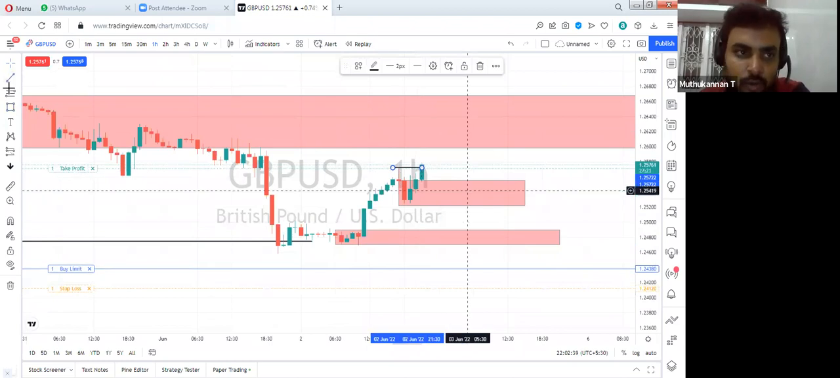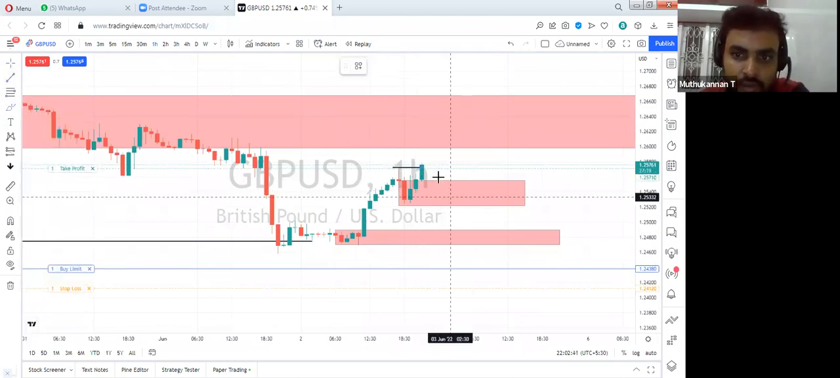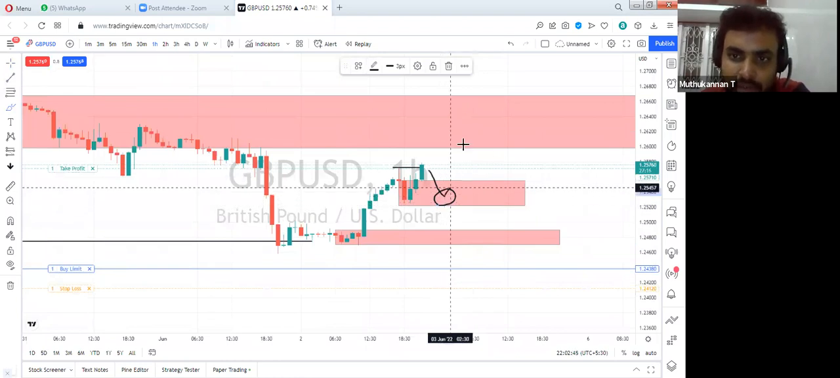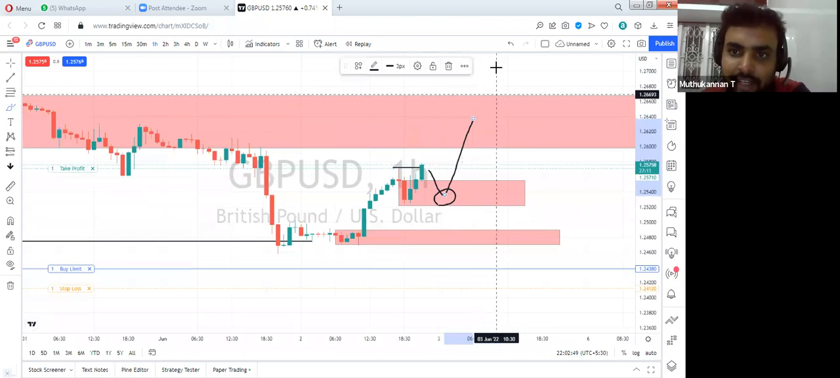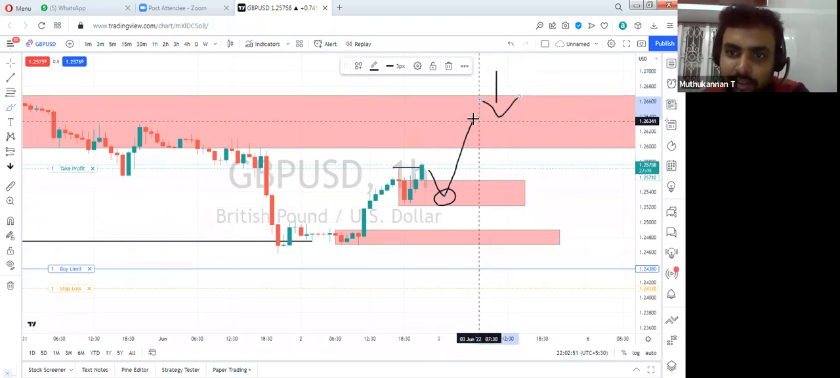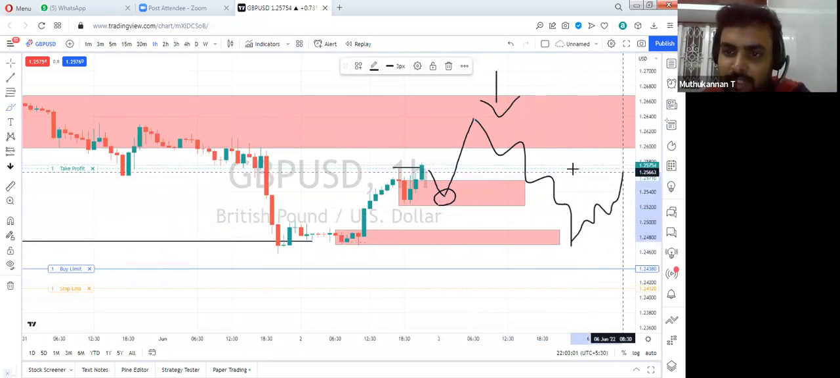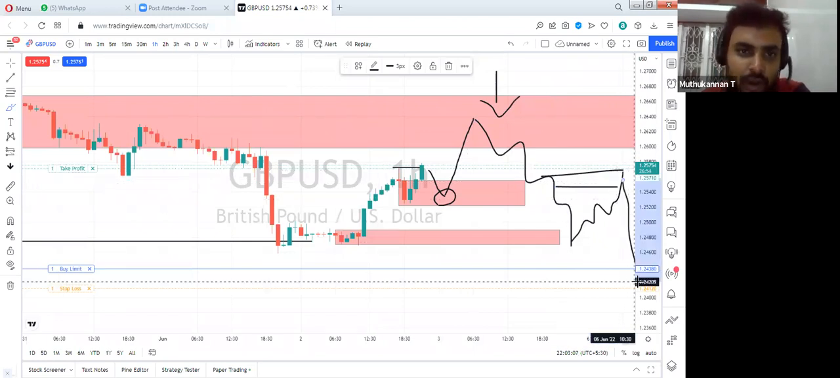So price will come down, I'll be buying from here and price will go up. I'll close my buy position here and take my sell position from here. When price touches this level, I'm looking for a buying opportunity again. And from somewhere here, I'll have one more order block, and I'm looking for a selling opportunity. This is how I will be doing it.